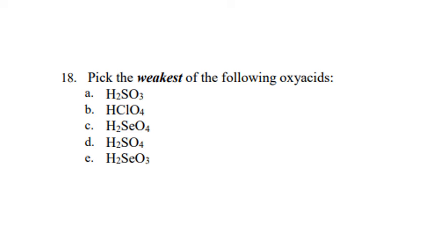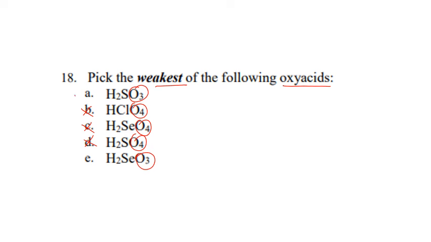Okay, this question is: pick the weakest of the following oxy acids. When the number of oxygen atoms increases, that means it is more electronegative, so the strength of the acid will increase. Here we have 3 oxygen, 4 oxygen, 4 oxygen, 4 oxygen and 3 oxygen. So just by comparing the number of oxygen, we can eliminate B, C and D because they are going to be stronger. They are asking for the weakest one.